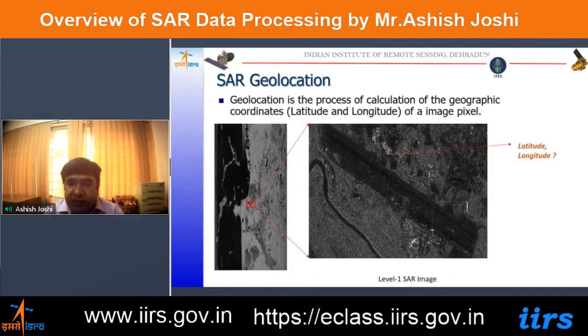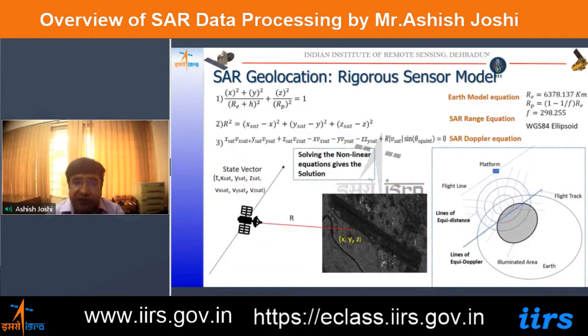After that, the image which we are getting is not georeferenced, or we don't know the latitude and longitude of the image pixel. So we have to do the SAR geolocation algorithm. Geolocation is the process of calculating the geographical coordinates, or latitude and longitude, of an image pixel. This means if this is the image pixel, we have to find its latitude and longitude. SAR geolocation will follow these 3 equations. First is the Earth ellipsoid equation.